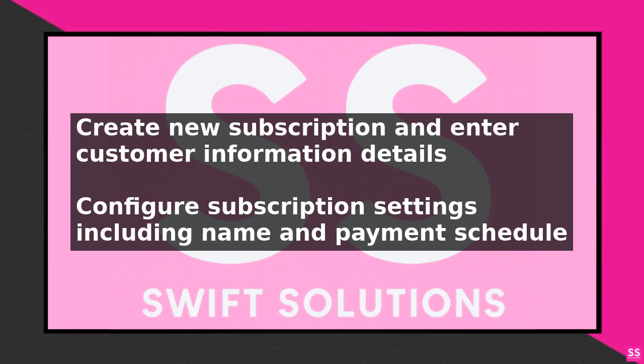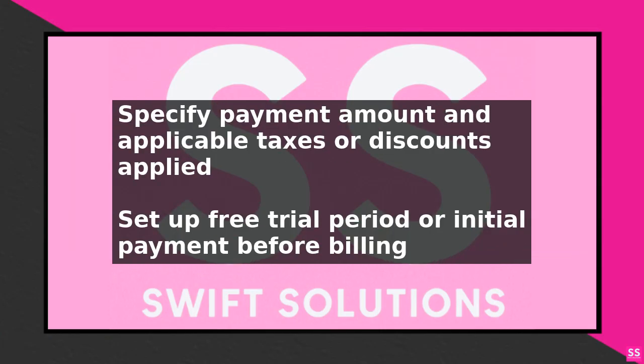You can also set up a free trial period or an initial payment to be made before the recurring billing starts. After configuring the subscription settings, review and confirm the details. Authorize Net will then generate a subscription ID, which you can use to manage the subscription.